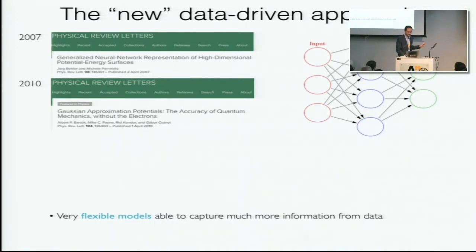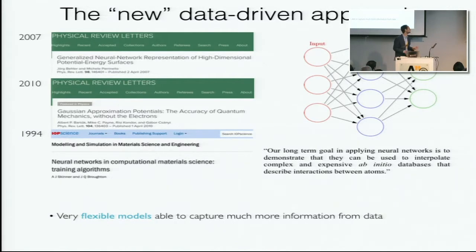Actually I put new in quotes because the first article I could find is from 1994, which used neural networks to learn a force field, and it says our long-term goal in applying neural networks is to demonstrate that they can be used to interpolate complex and expensive ab initio databases that describe interaction between atoms.